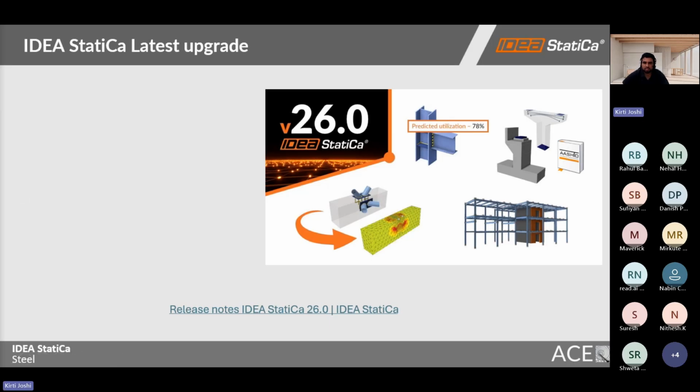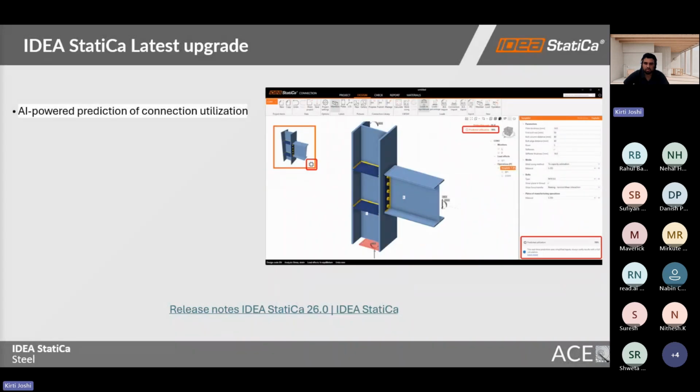So coming to the next slide. The latest version of IDEA Statica is version 26, which was released last week only, on the 22nd of April this month. It comes with several new features to make the connection design faster and more efficient. One of the key additions, as you can see on the graph, is the AI-powered prediction of the connection utilization.